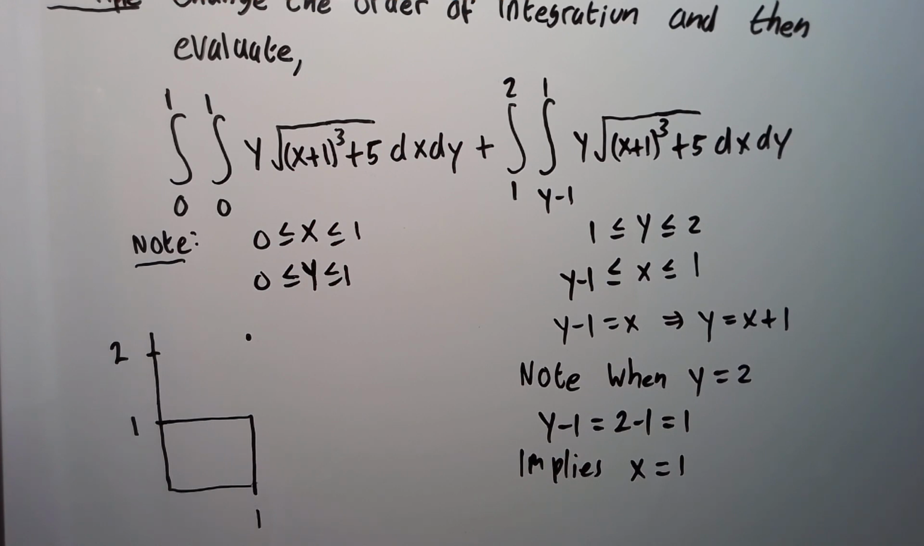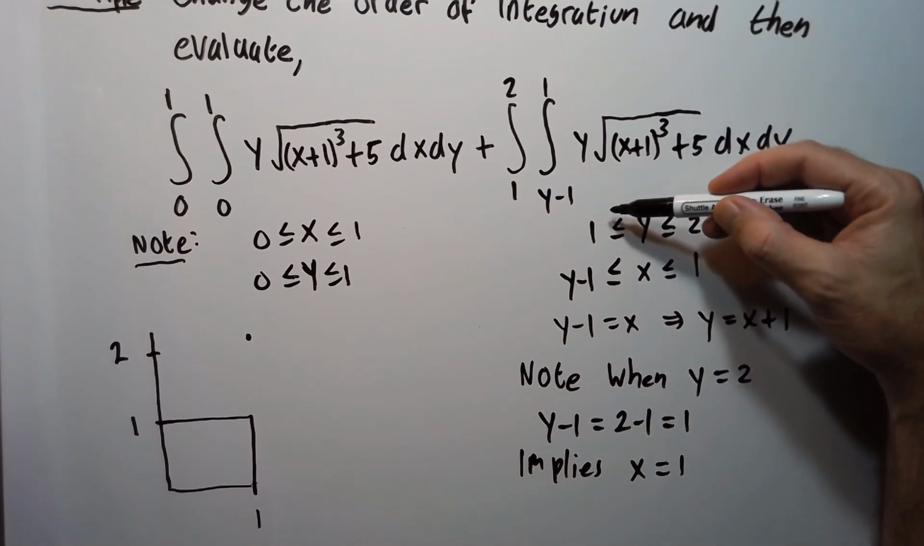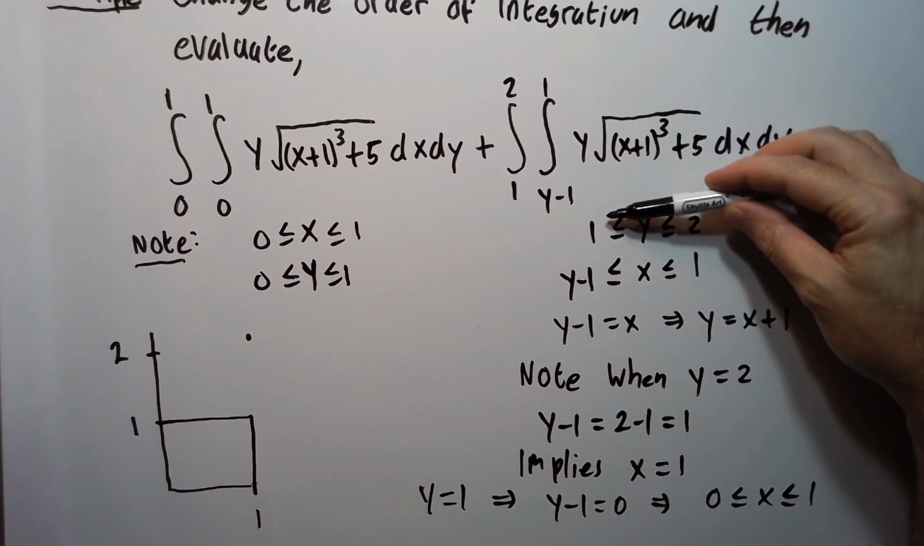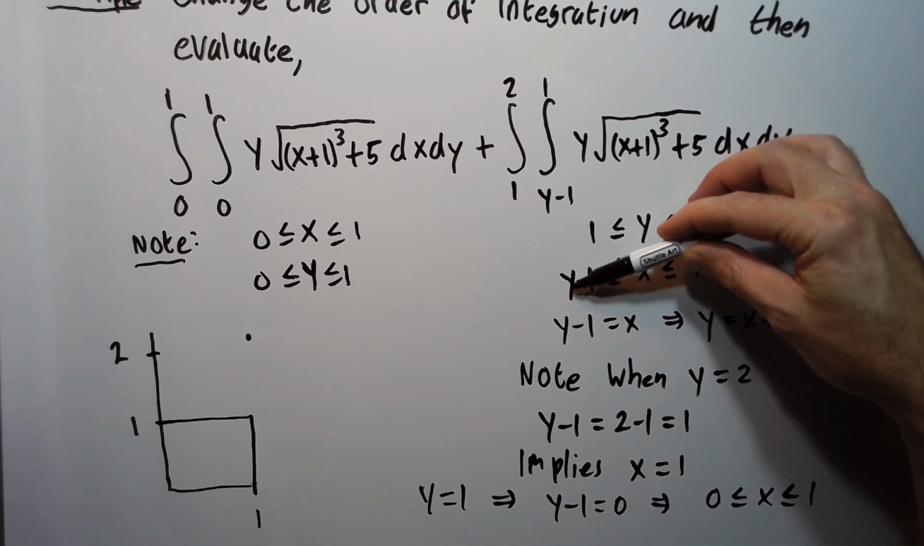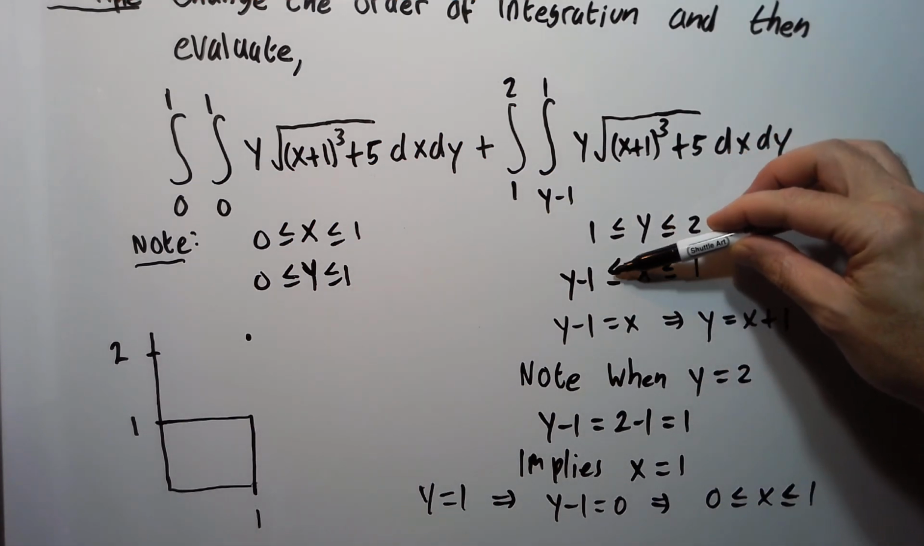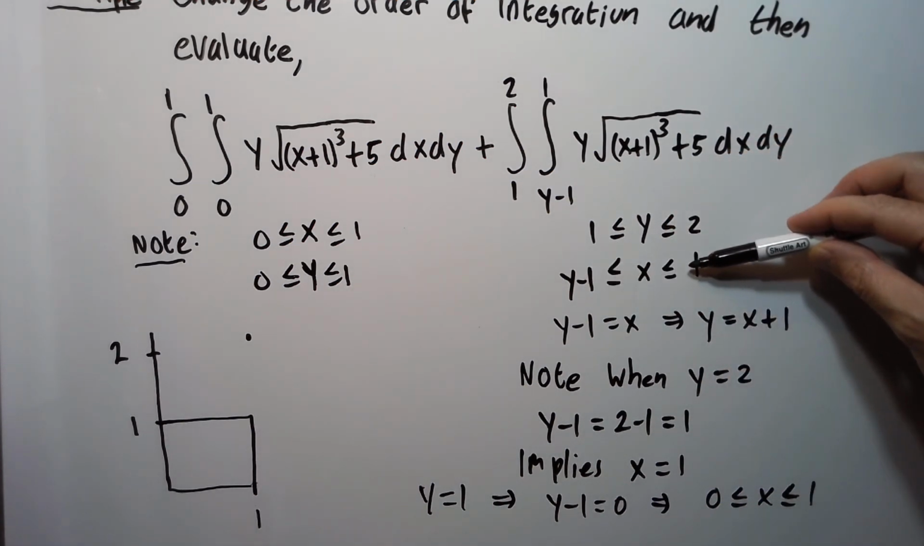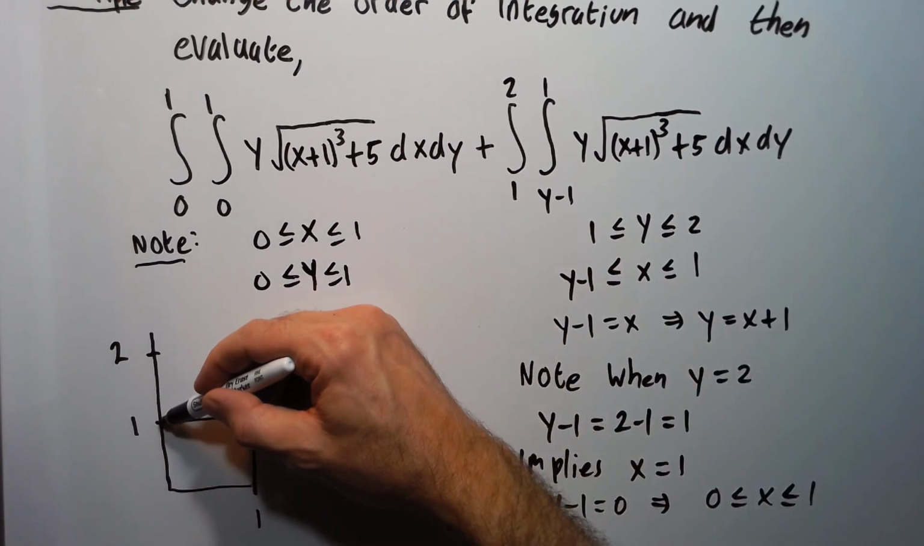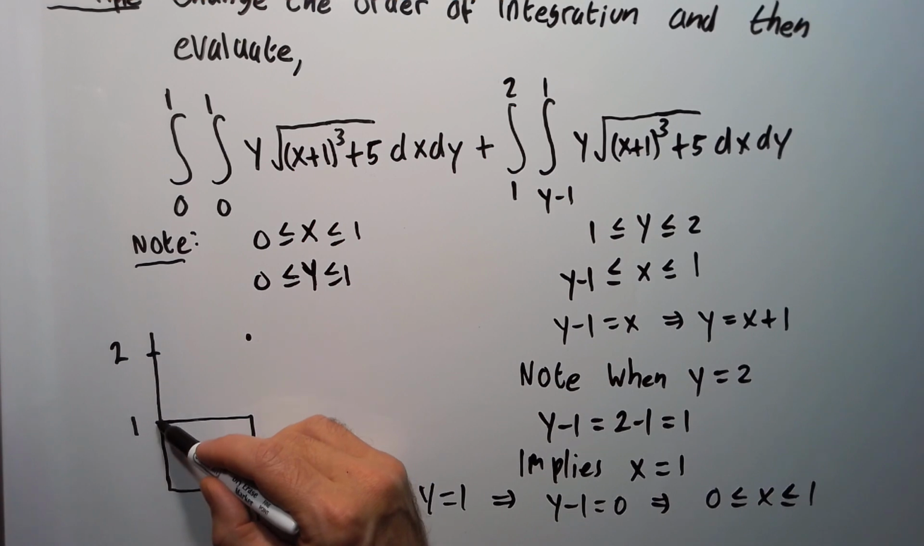Now let's find what happens when y is 1. Letting y be 1 here, you'd have 0 less than or equal to x, which is less than or equal to 1. So pretty much it'd be going all the way across here, starting here. So you can draw this in then.